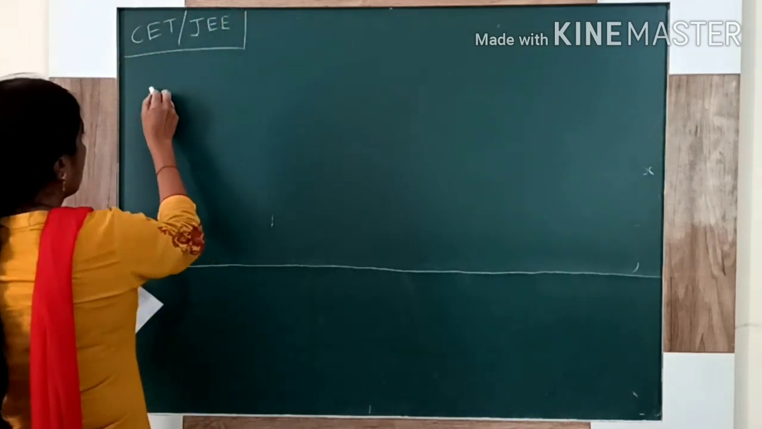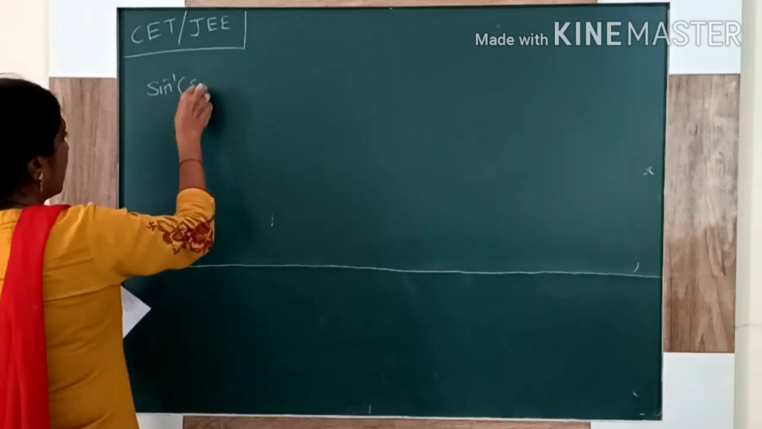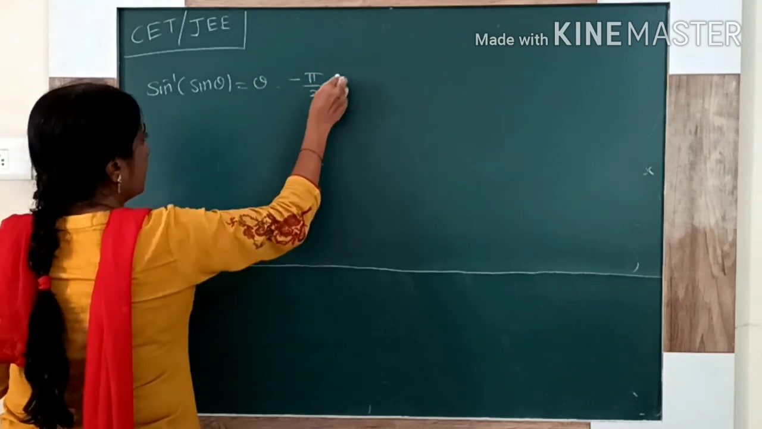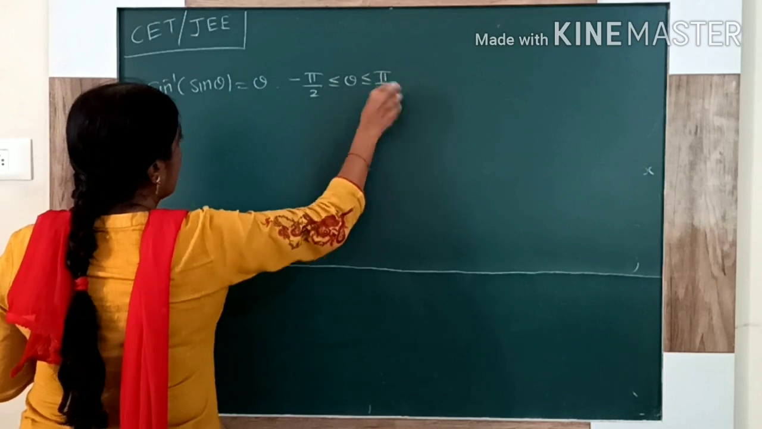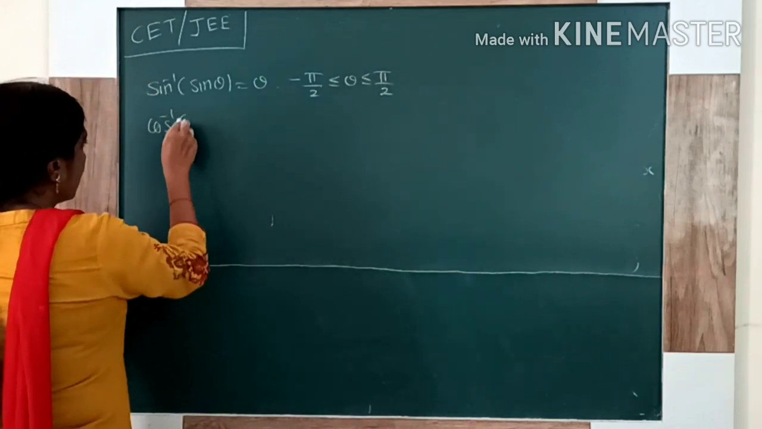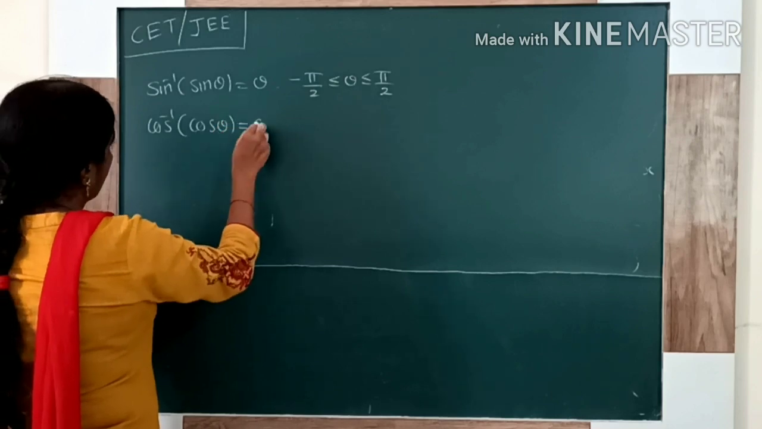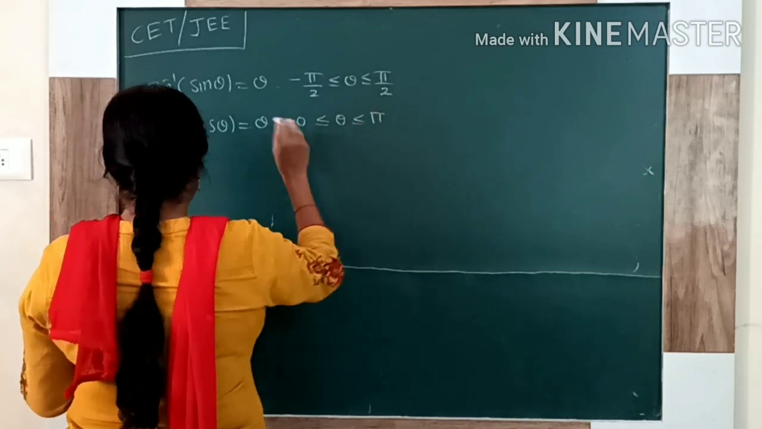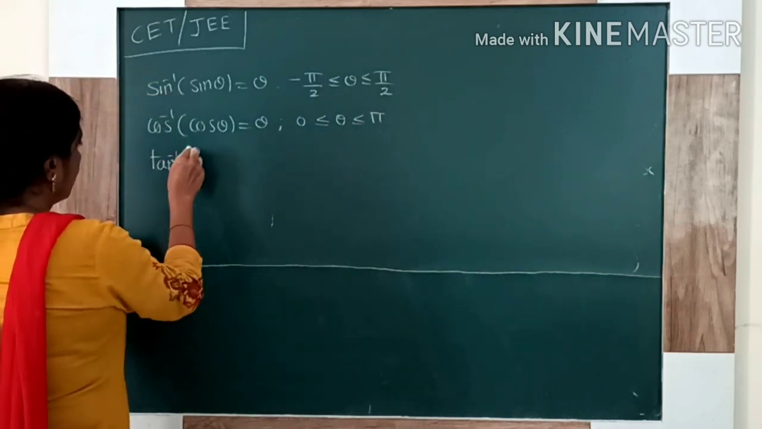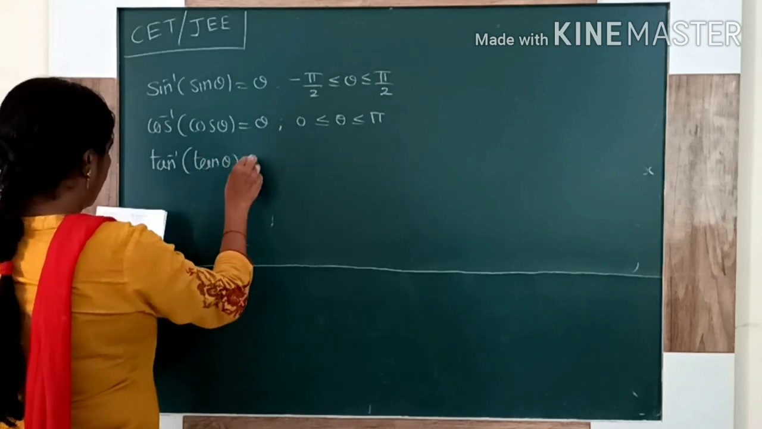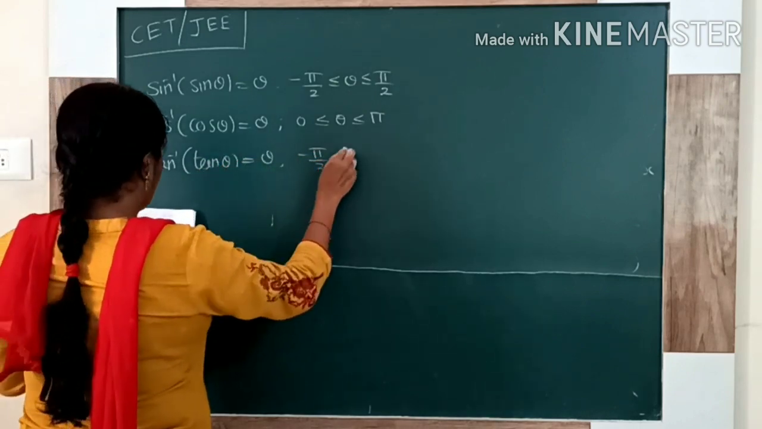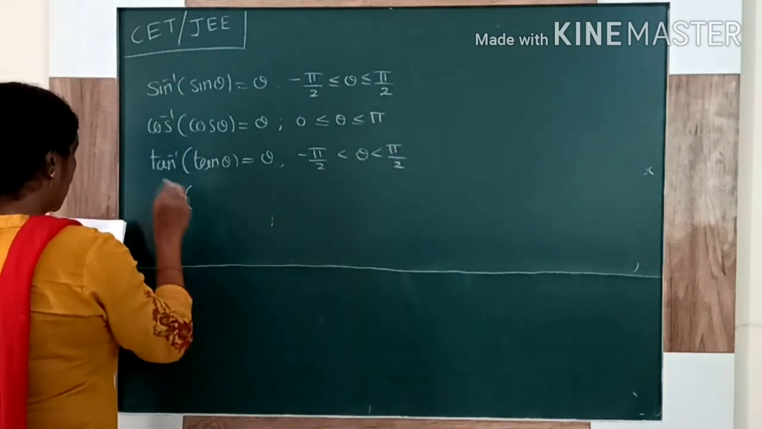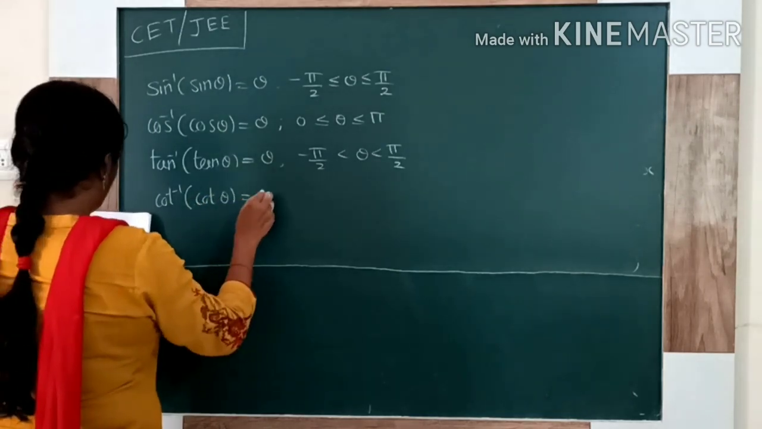Remember these points. Sin inverse of sin theta is equal to theta, if theta is lying between minus 90 and plus 90 degrees. Similarly, for the remaining trigonometric functions, I am writing the conditions, and not only these conditions, I am explaining how to use them. Now remember, these are nothing but the domain and range values of inverse trigonometric functions.